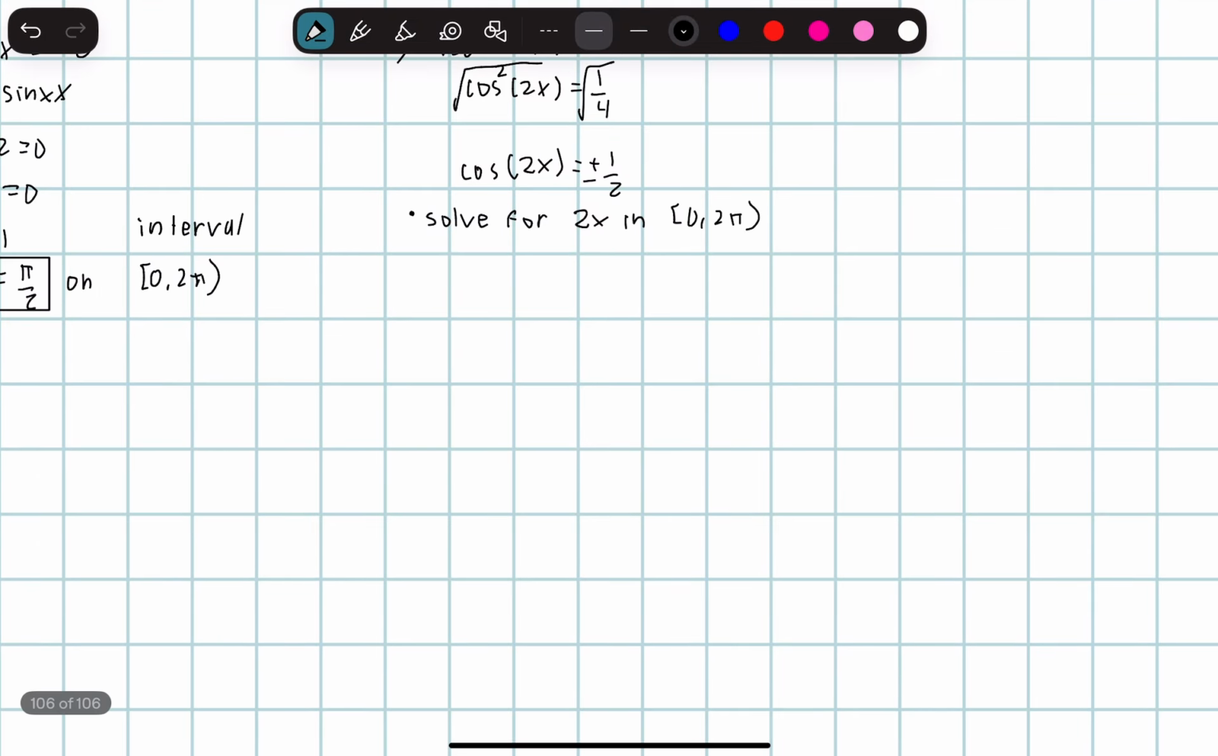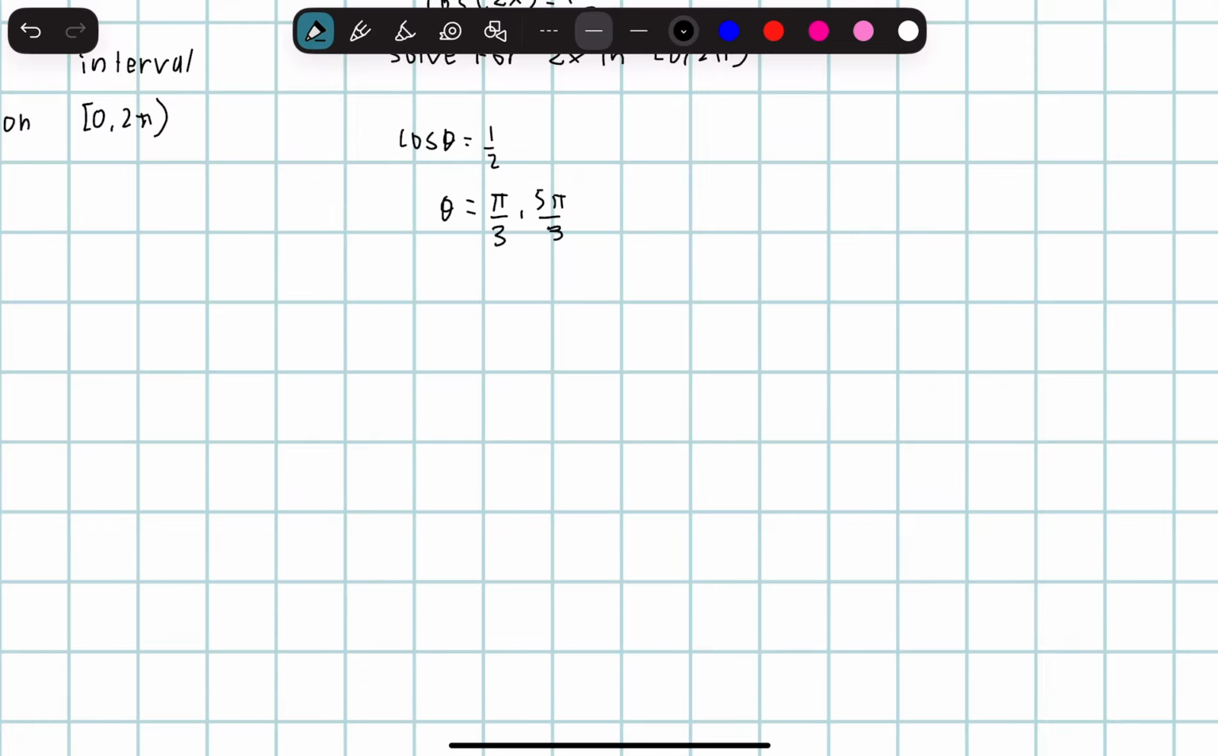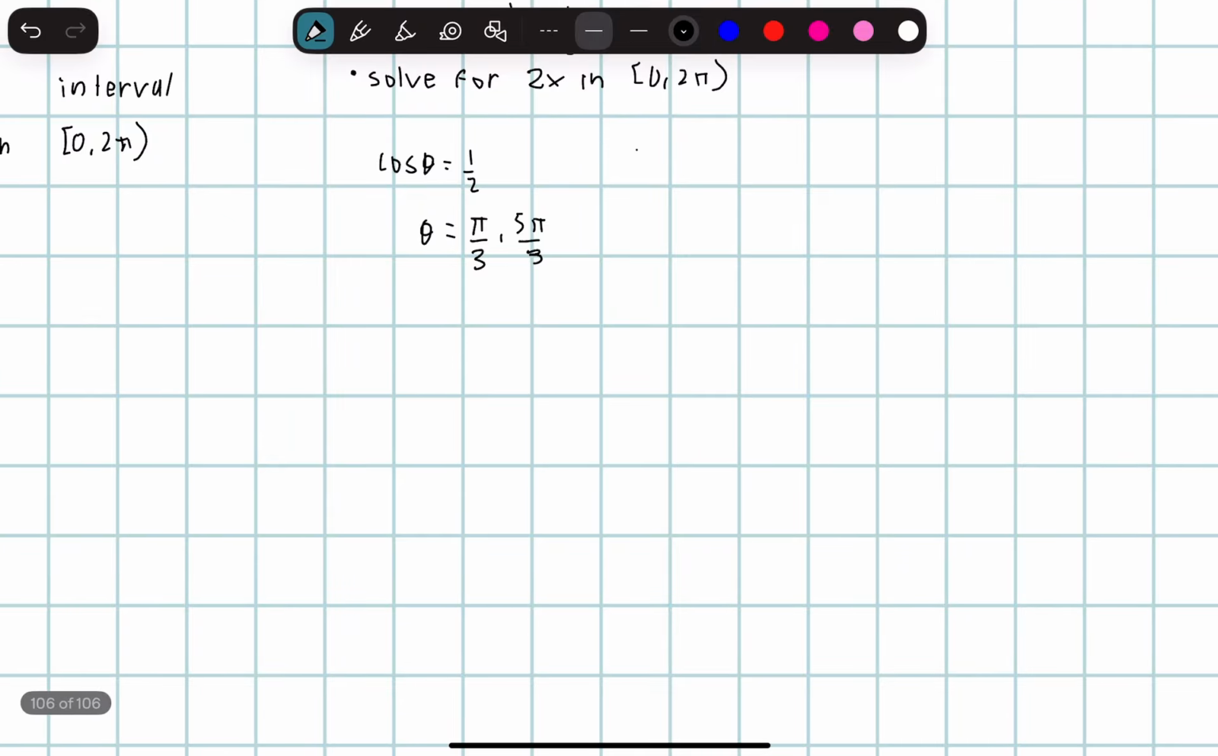So for cosine of theta equals 1/2, theta is equal to pi over 3, and also 5 pi over 3, which is essentially 5 times 30, which is 150 degrees. And then cosine of theta is equal to negative 1/2 occurs at theta equal to 2 pi over 3, and also at 4 pi over 3. Pi divided by 3 is 60, so that's 120 degrees. And then 4 pi over 3.